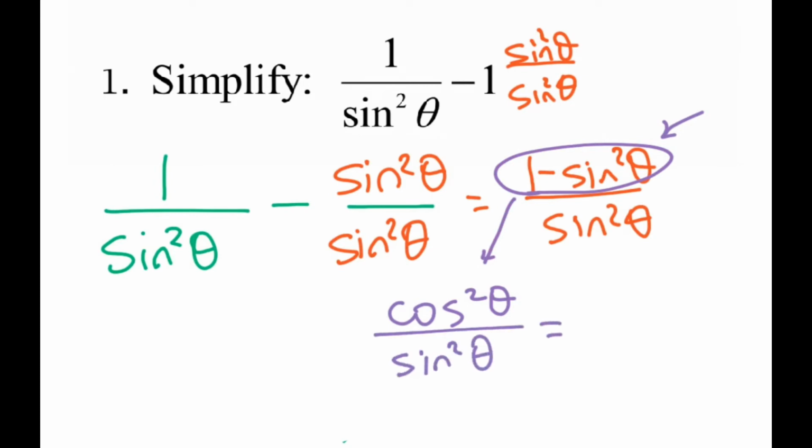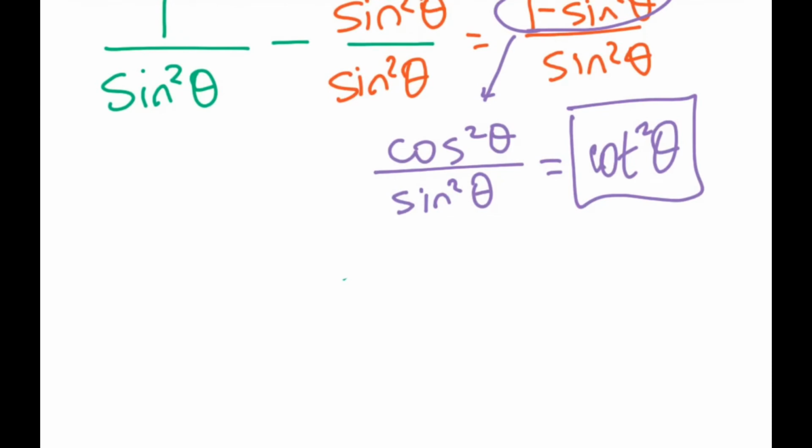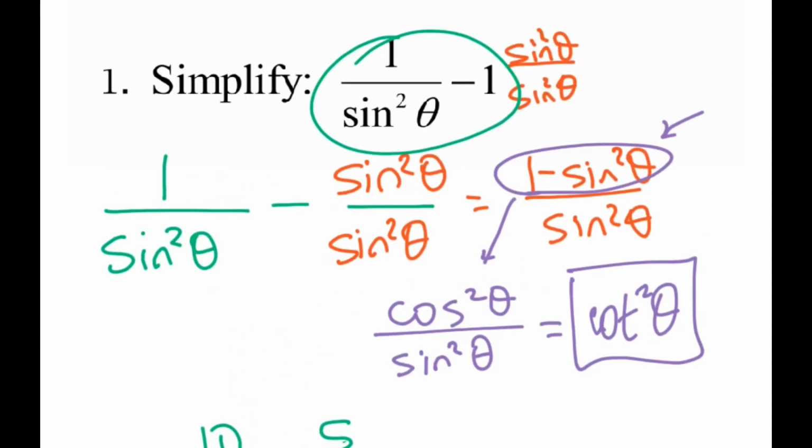And then, remember back to our quotient identities, cosine squared theta over sine squared theta is equal to cotangent squared theta. And that is a simplified version of our original expression. And so my final answer is that the expression I had originally is the same thing as cotangent squared theta. So it's like when we have a fraction and you have 10 over 12 and you simplify it to be 5 over 6. That's just a simplified version, but equal. These two expressions are equal, but one is simplified and one is not. And so that's what we're doing here.